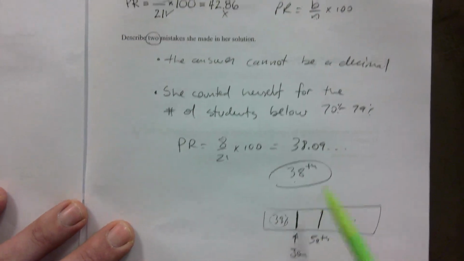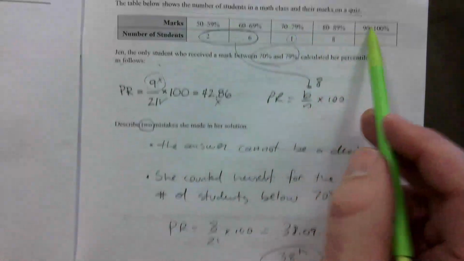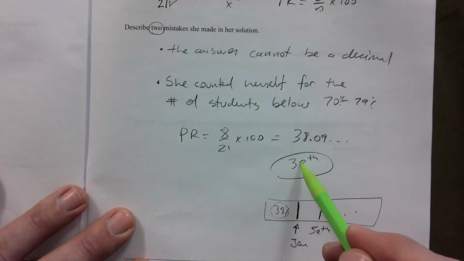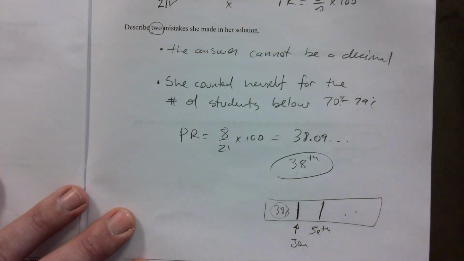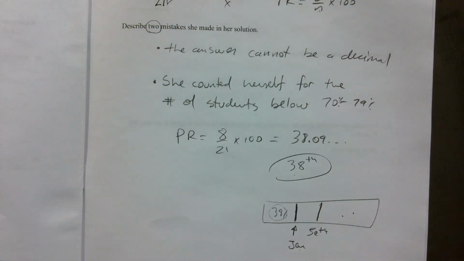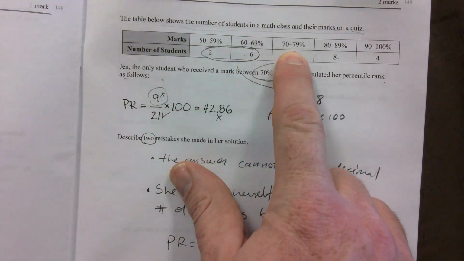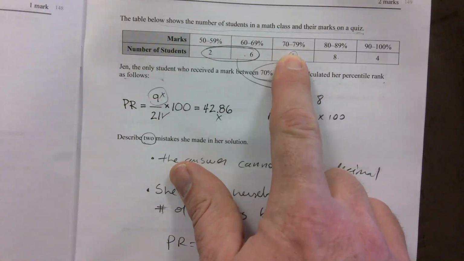Okay, it doesn't matter what your actual score is. Percentile rank compares you to the rest. So if it asks what the percentile rank tells you, well, 38% of students scored less than Jen. So she didn't do so well compared to the rest of the class, even though 70 to 79 is a pretty good mark. You might be happy with it, right?